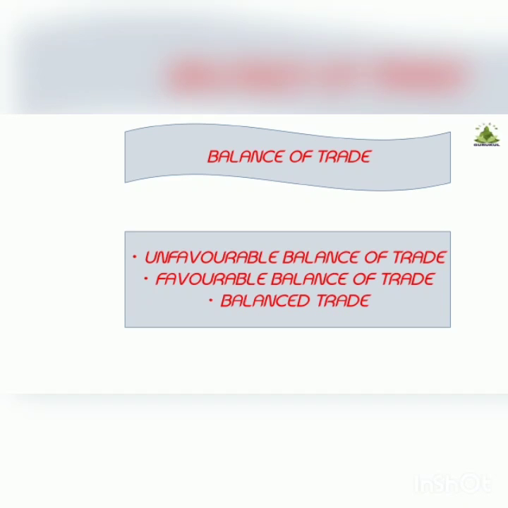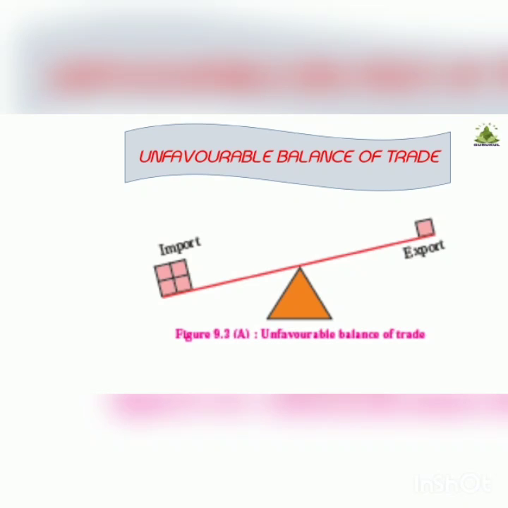Balance of trade. The difference between the import and export value of a country in a specific period is called balance of trade. Following are the types of balance of trade, that is, unfavorable balance of trade, favorable balance of trade, and balanced trade. Now, children, we will be seeing balance of trade one by one. The first one is unfavorable balance of trade.